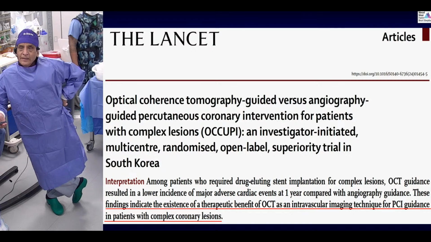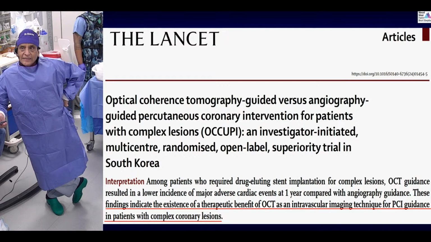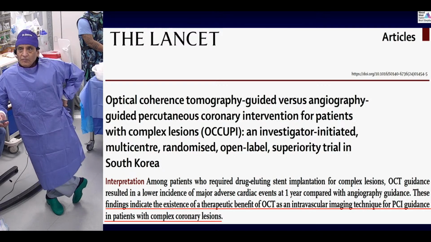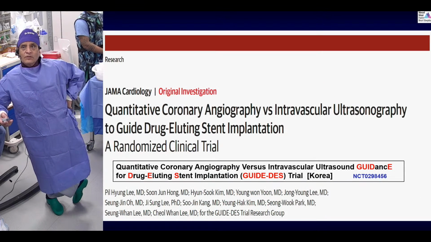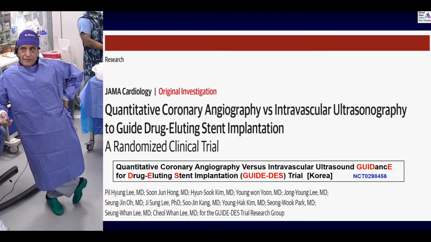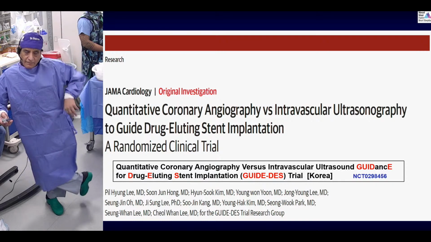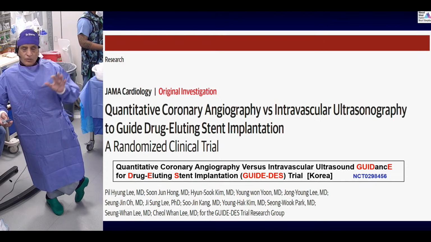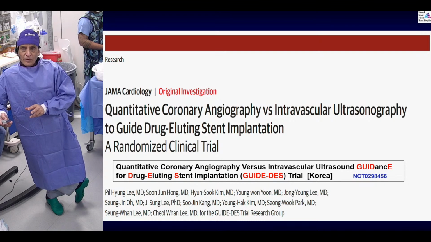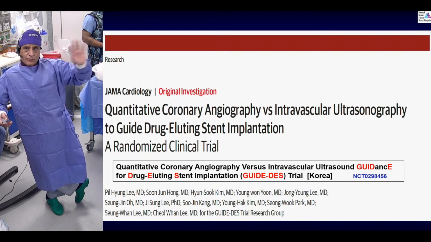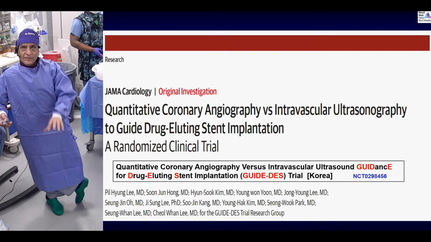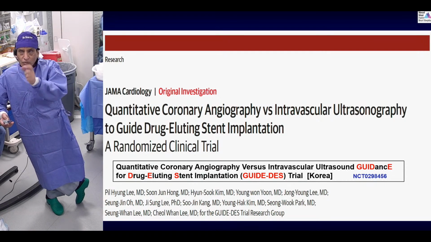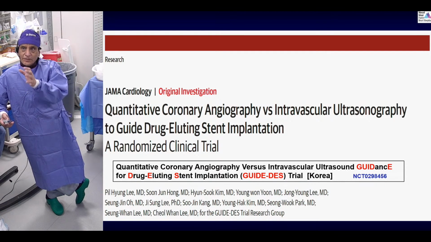So these findings indicate the existence of a therapeutic benefit of OCT as an intravascular imaging technique for PCI guidance in patients with complex coronary lesions. Then there is the third trial, also comparing imaging: what if you do QCA? Many of the programs are available online, and as soon as you do the angiogram, you can get the vessel length, vessel size, the degree of stenosis. So, could QCA be as good as IVUS? This is a very good point.